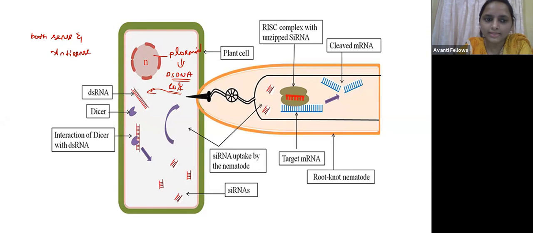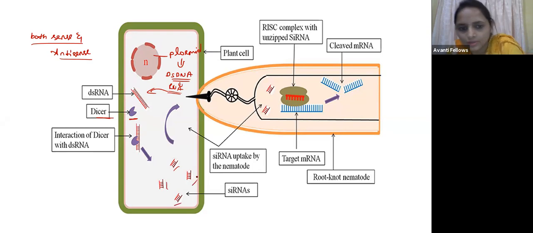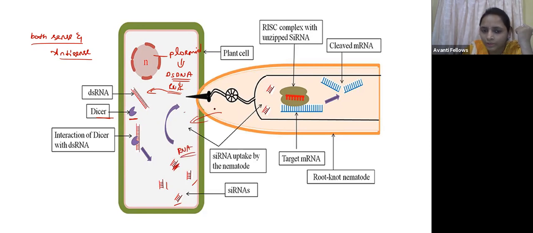Okay. So both the sense and the antisense mRNA here. Now it is very long, so the Dicer is going to cleave this into smaller pieces. You can see here, whenever this pest bites or infects this plant cell, this double stranded RNA molecule is going to enter into the pest.